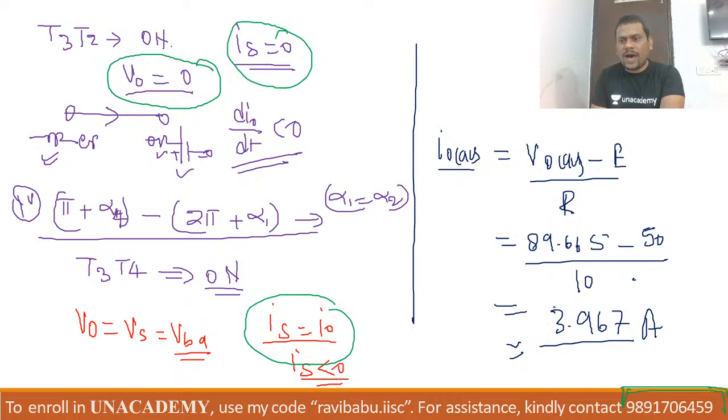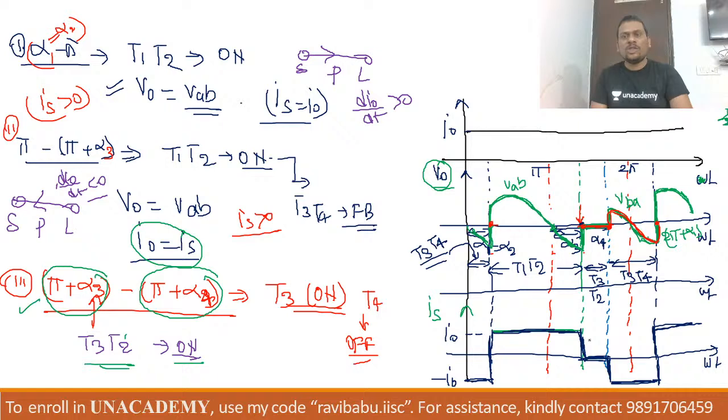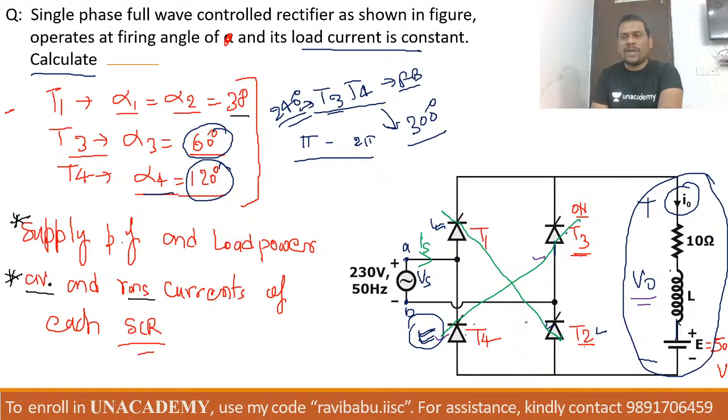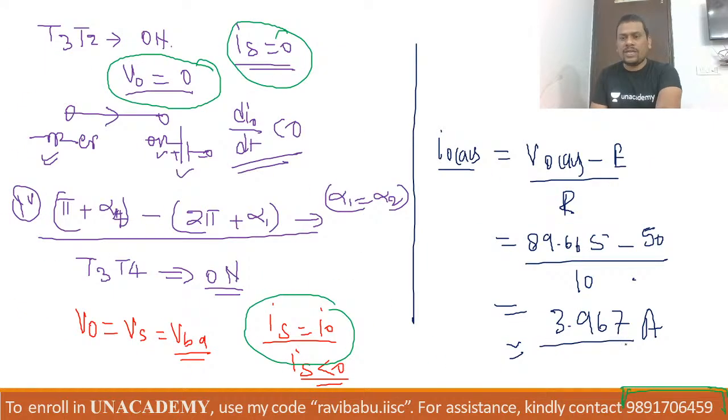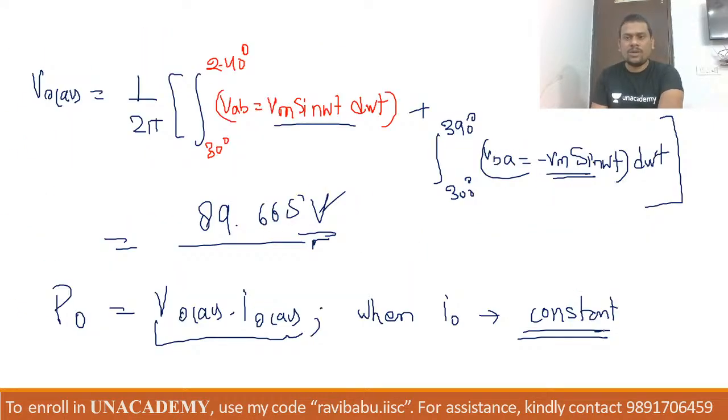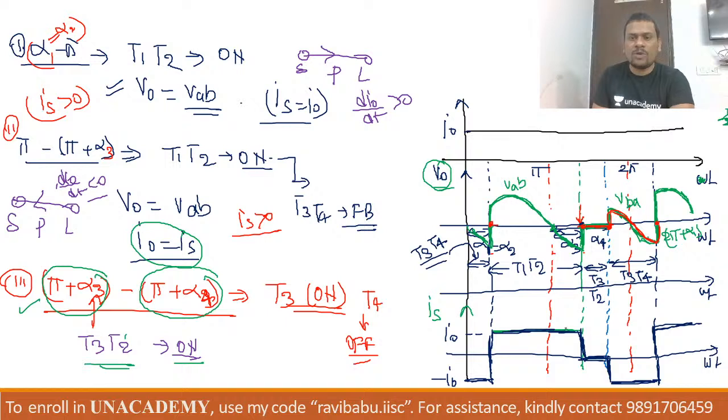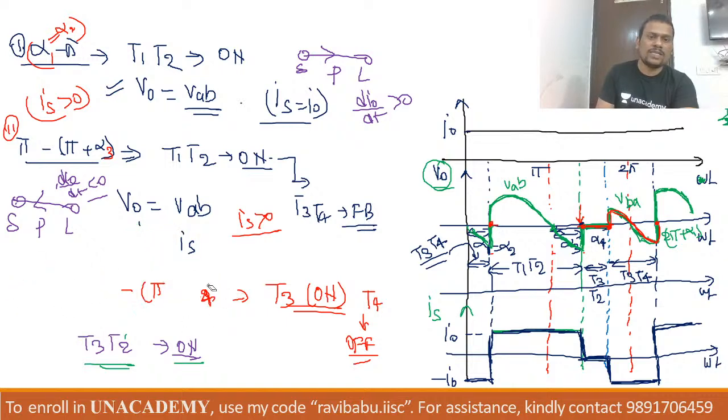The waveform of IS is this one. Can you tell me what will be the IS RMS? Everyone, IS RMS and I naught we have already calculated. I naught is 3.967. Okay, so here I want to write IS, so it should be clear to all of you, on the same page. Here, just give me a few seconds more.